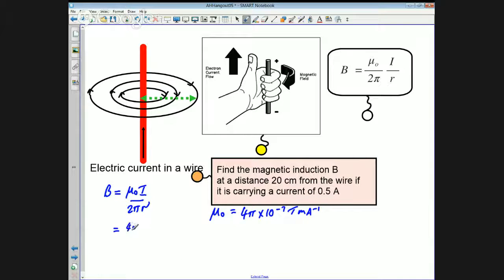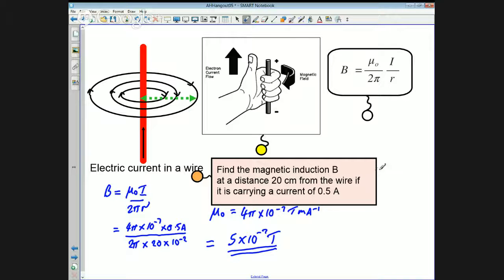So we have 4 pi times 10 to the minus 7, times the current flowing in the wire, which is 0.5 amps, so that's quite easy to do. And we divide that by 2 pi, which I'm just leaving for the moment as 2 pi, times the radius, which is 20 centimeters, 20 times 10 to the minus 2 of a meter. Now, if we do our calculation, we should end up with the B field equal to 5 times 10 to the minus 7 tesla. Remember, T stands for tesla. And that's our first little question done for tonight.